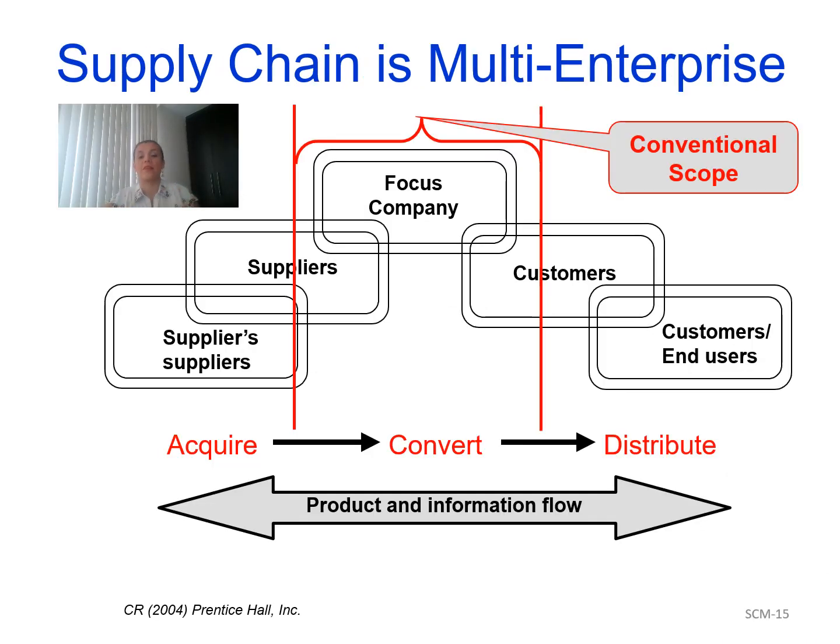So at the end, the supply chain is a multi-enterprise. The conventional scope that you will see between the red lines, let's see the area, is about what used to be acquire, convert, and distribute. Those are the main three phases of this conventional scope. But if you break those red lines and you integrate all of the elements that are there, you will see that you need to integrate product and information flow between your suppliers and then the focus of the company, the customers and end users.